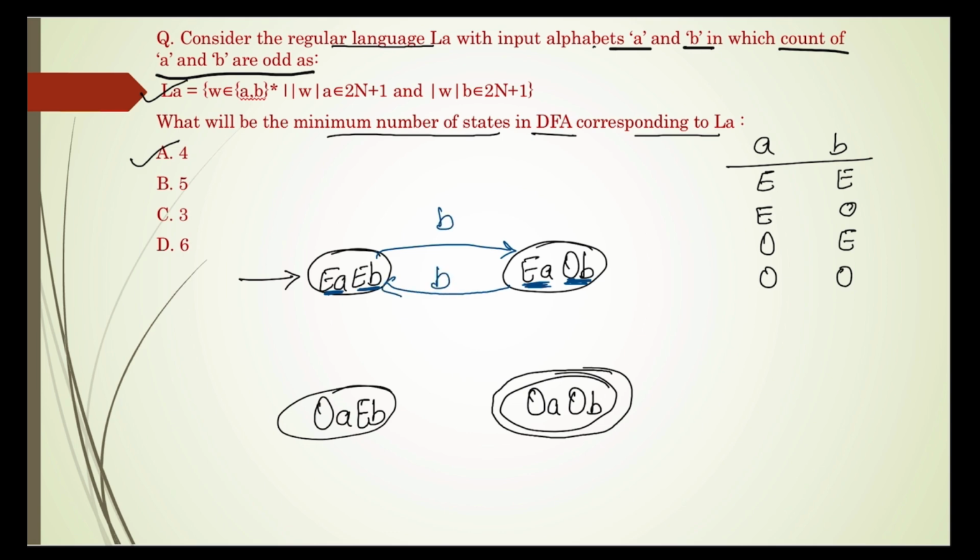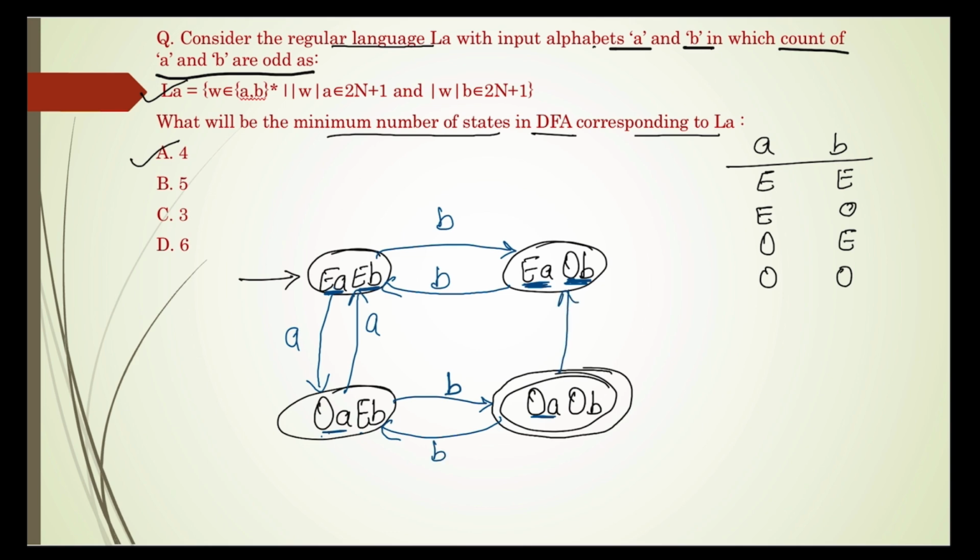Again the same rule will be applied here. You have to define the transition of b. Now from this state to this state, what is changing? Even a, odd a. So you have to define the transition of a here. Here odd a, they are same. So we have to define the transition of b only. So it will accept b.